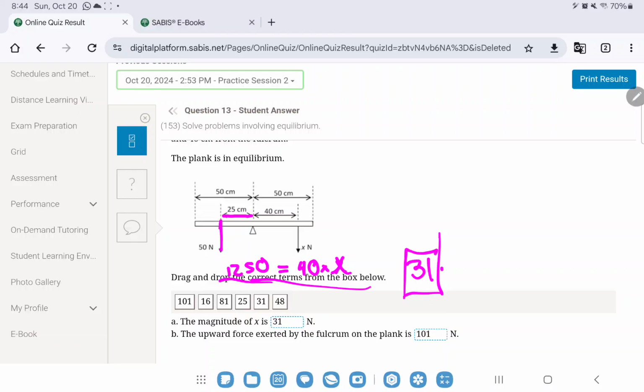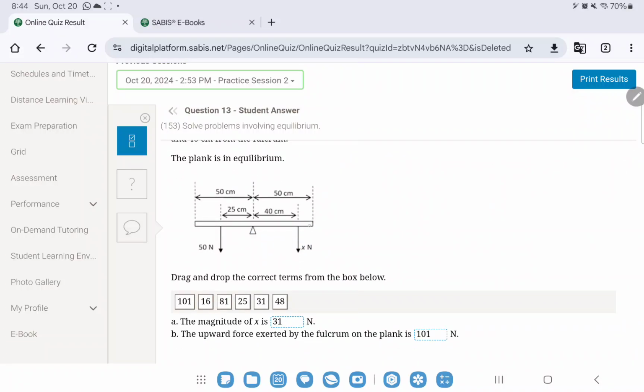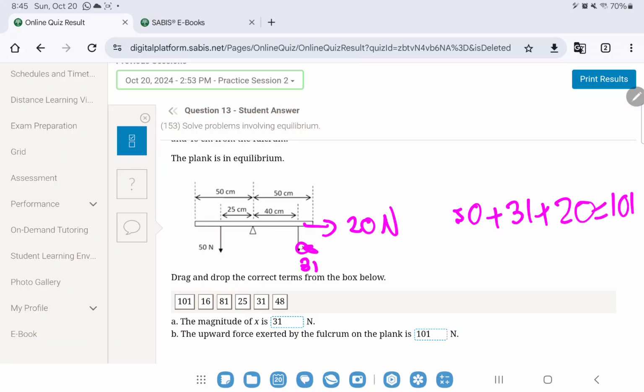Now the upward force exerted by the fulcrum on the plank. Let's see. We know that the weight of the bar here is 20 newtons, and we know that this is 31. Now let's calculate all our forces acting downwards, because we need the upward force, which is resisting the downward forces. So 50 plus 31 plus 20 gives us 101 exactly. So that is it, and that's the end of our chapters 4 point whatever to 4.13 quiz.